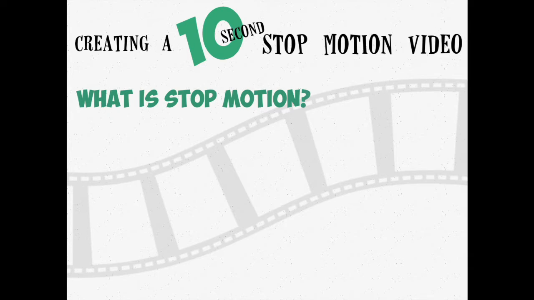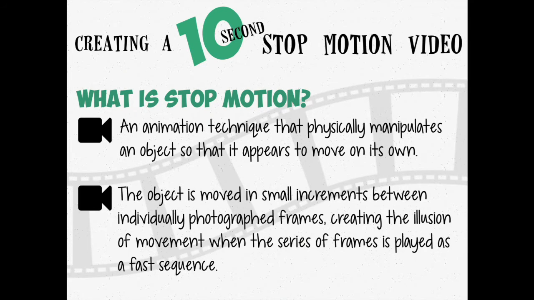Now, when creating a stop motion video, like we kind of talked about earlier, what is stop motion? It's an animated technique that physically manipulates the object so it looks like it's moving on its own. You move that object in small increments between photograph frames, and it creates the illusion of movement within the series of frames once it's played back in a fast sequence.